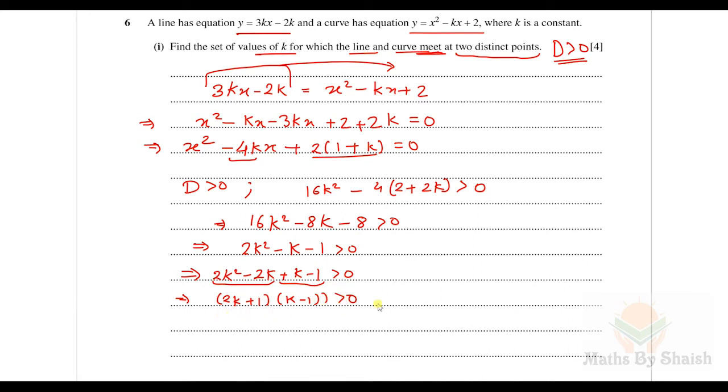So the roots of this equation are going to be minus 1 by 2 and 1, and we know that we require the part which is more than 0, that is the above part. So for that, the x values, that is the k values, will be these two. It means k should be less than minus 1 by 2, or k should be greater than 1. If these two conditions hold, then we will get two distinct points. So these are the set of values of k. I hope it is clear.